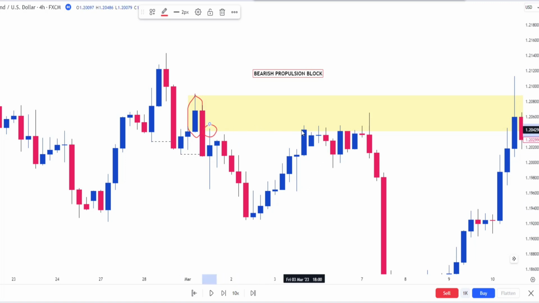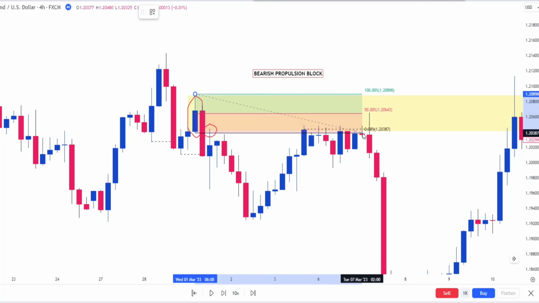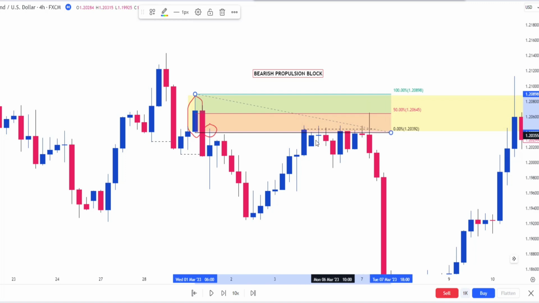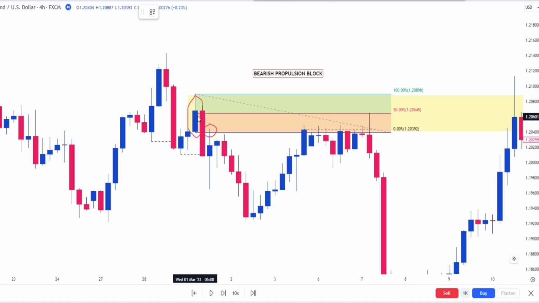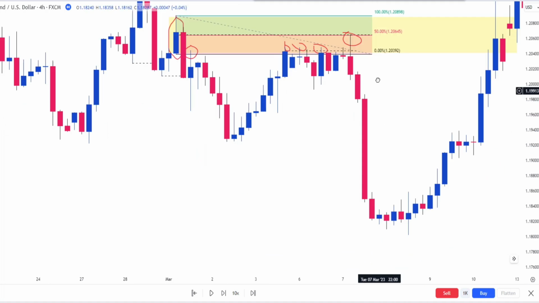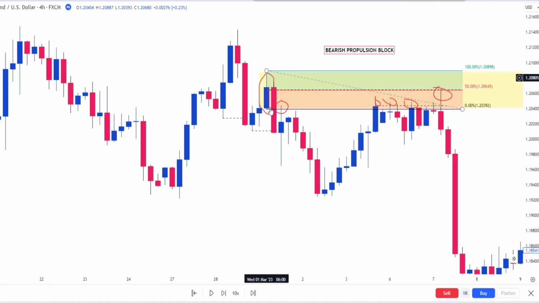Notice how the bodies of these candles are literally closing within the main threshold. The main threshold is basically the 50% level. You can see the 50% of this particular propulsion block, this level. As price came back to this area, you can see the reaction, relative equal highs created here, and then a sudden move away from there. So this is a propulsion block.